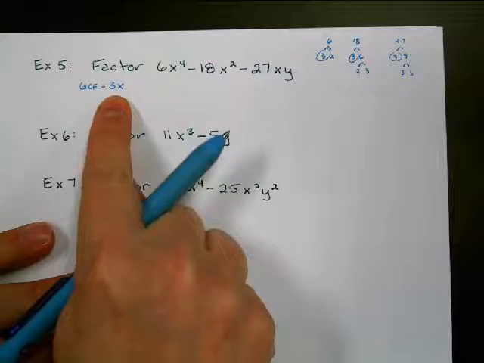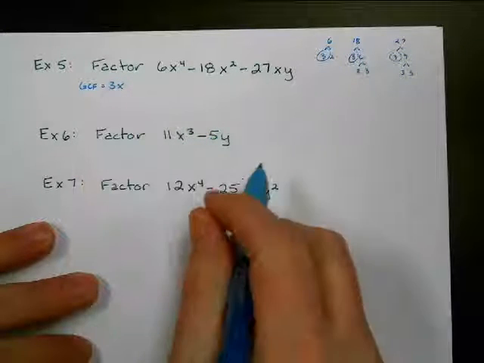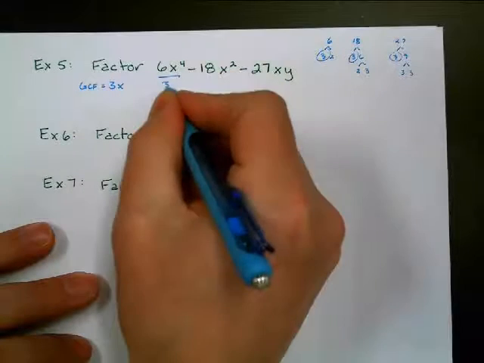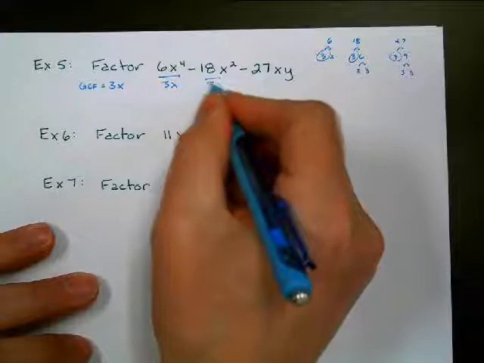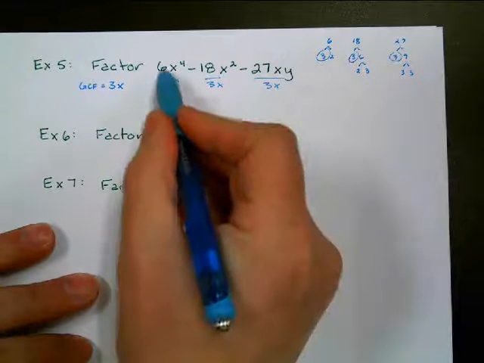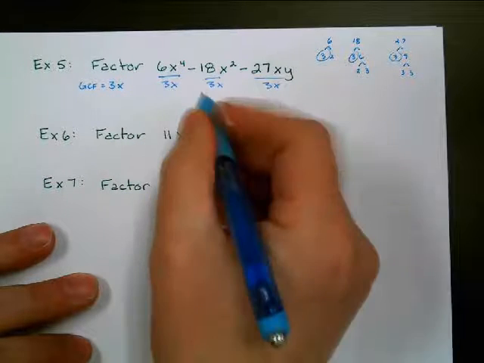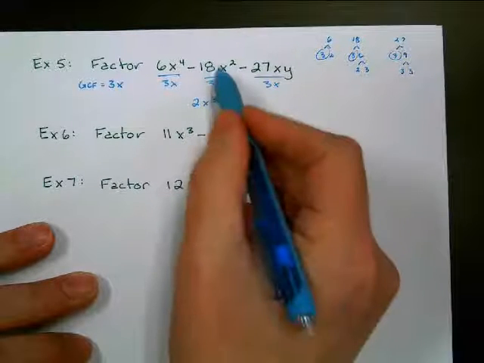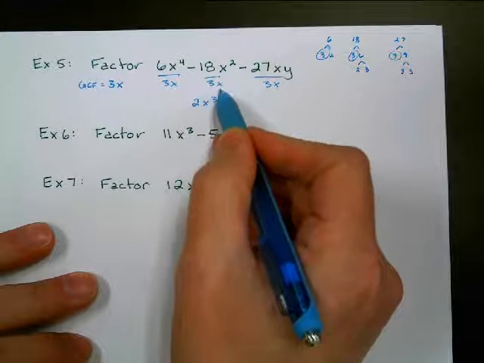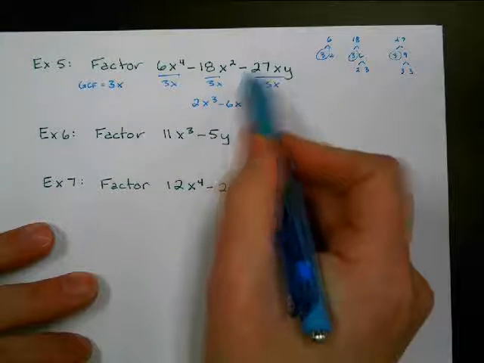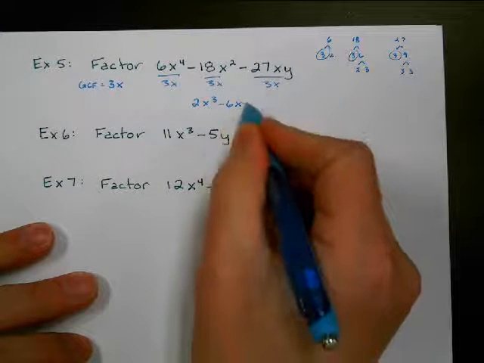So what do we do next? Step 2, it said divide the polynomial by the GCF. So I'm going to divide this by 3x, this by 3x, and this by 3x. So 6x to the 4th divided by 3x should be 2x to the 3rd. Negative 18x to the 2nd divided by 3x should be negative 6x. Negative 27 divided by 3, that's negative 9. The x is reduced, and I'm left with y.